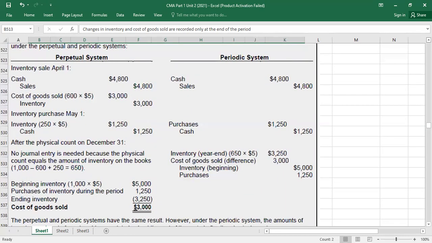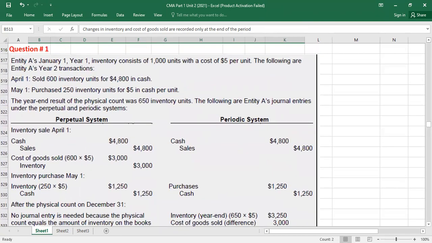Now, on the other hand, if you use the periodic system, what will you do? On April 1, when we sold 600 inventory units for 4800 in cash, we will record under the periodic system only: debit cash, credit sales with $4800. We will not record any cost of goods sold here, because cost of goods sold we will find out at the end of the period as a difference.